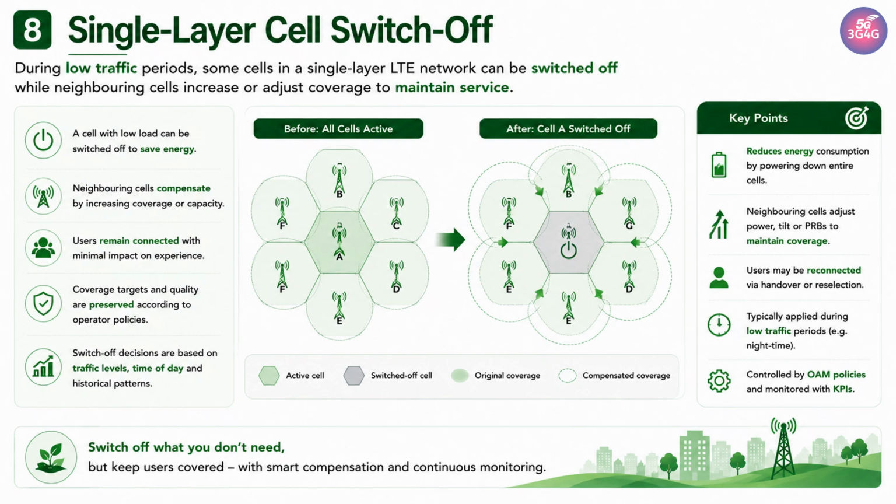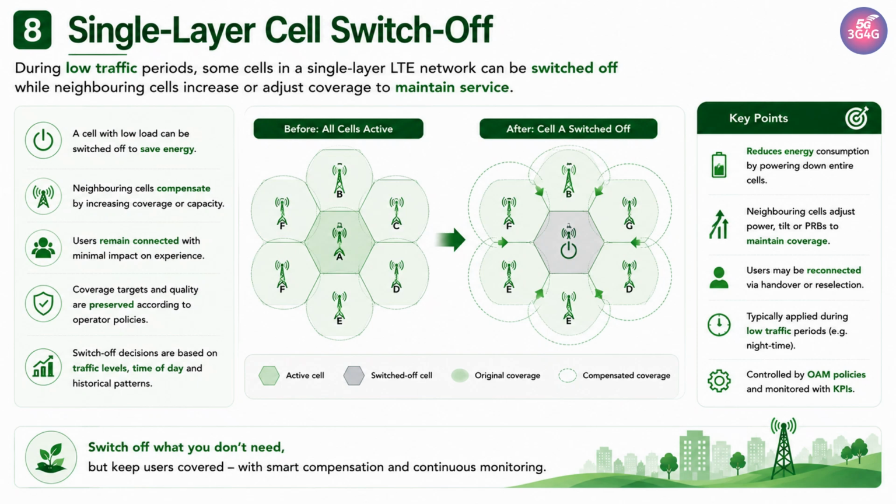The next mechanism is cell switch off in a single layer LTE network. Imagine a dense LTE deployment where several neighboring cells provide coverage and capacity in the same area. During busy periods, all cells may be active, but during low load periods, some cells may be lightly used or almost unused. In this case, one cell can be switched off to save energy. The neighboring cells then compensate by adjusting their coverage or capacity. The cell being switched off is often called the energy saving cell. The neighboring cells that maintain service are compensation cells.